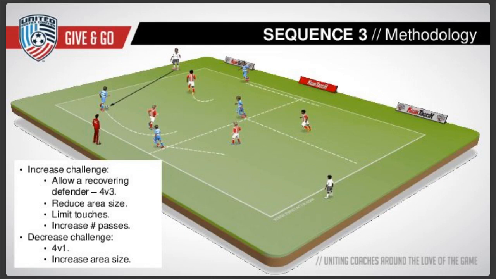On the reverse of that, we can decrease the challenge by making it a 4 versus 1. The idea that 2 players still remain in the area, but now one of them becomes a zombie defender, meaning that they can't actually start to tackle the ball or put any pressure. They have to just walk around in a trance. Or the other thing we can do, of course, is increase the size of the area, make it more ground for the red team, in this case, to defend.